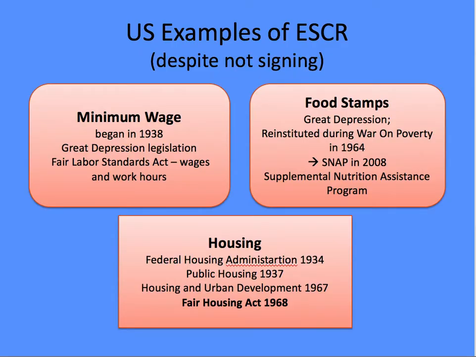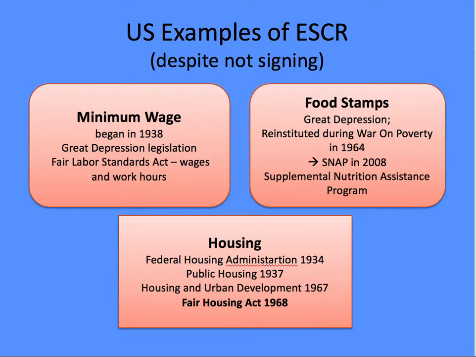Now, even though I say that, there still are some examples of economic, social, and cultural rights getting put into U.S. legislation. It's just that we haven't signed on to the whole package. So we do have some examples. One is our minimum wage laws. Those were started in the late 30s during the Great Depression. We had something called the Fair Labor Standards Act that governed wages and work hours.